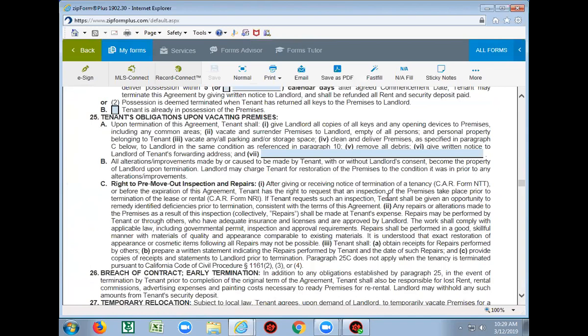Right to pre-move out inspection and repair: after giving and receiving notice of a termination of tenancy before the expiration of this agreement, the tenant has a right to request that an inspection of the premises take place prior to termination of a lease or rental. For example, if there is early termination, you still need to do the move out inspection.